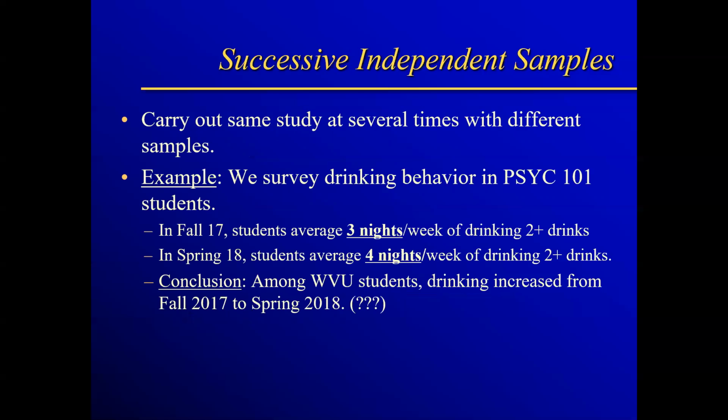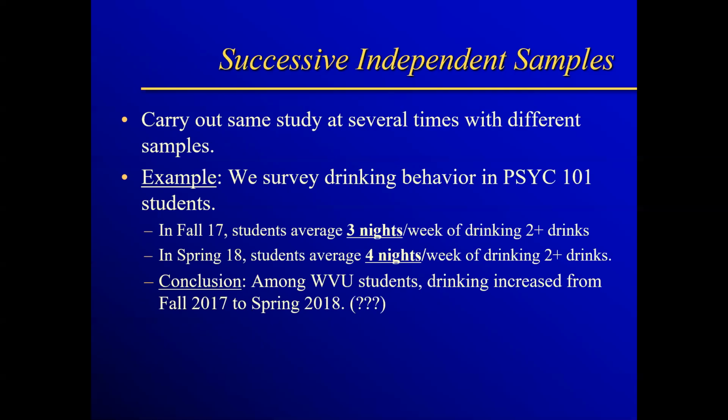This is similar to a cross-sectional design, but you do it repeatedly with a different sample from year to year. So you can carry out the same study at several times with different samples. Here's an example. Let's say we want to survey drinking behavior in Psych 101 students. We conduct a basic survey about their drinking behaviors in the fall of 2017, and we find that students average 3 nights a week of drinking 2+ drinks.